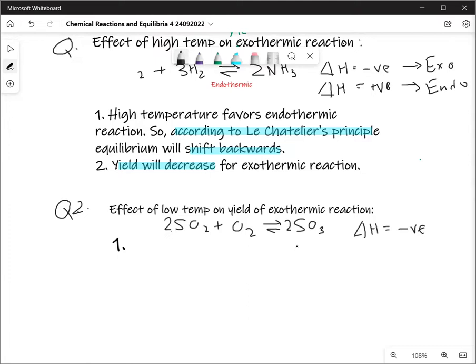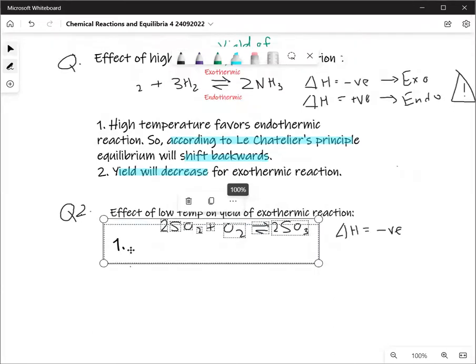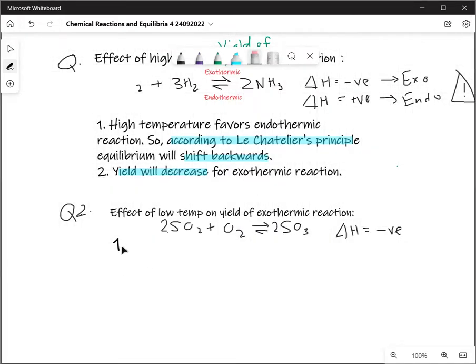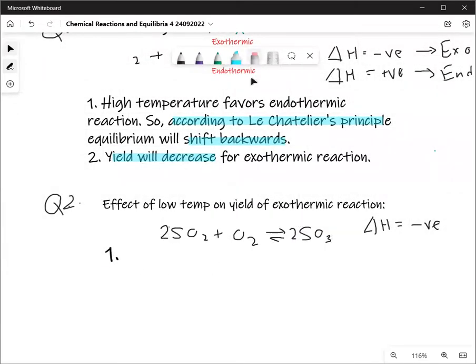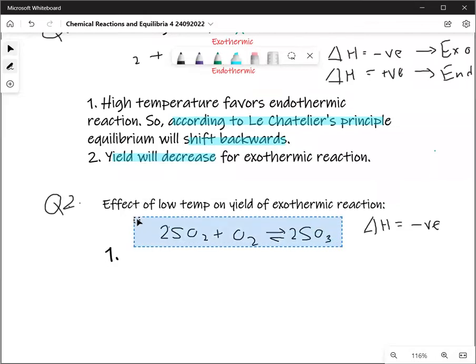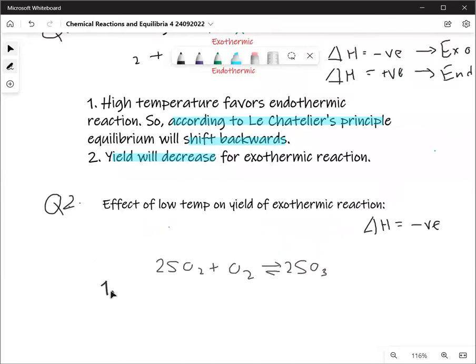So we will add, according to Le Chatelier's principle, equilibrium will shift forward. Perfect. Forwards, and yield will increase, and that's it. So 2 marks, easy. Understood? Sir, wasn't it for 4 marks? It was for 2 marks. It could also be for 4 marks, right? Now this is usually 3 marks.